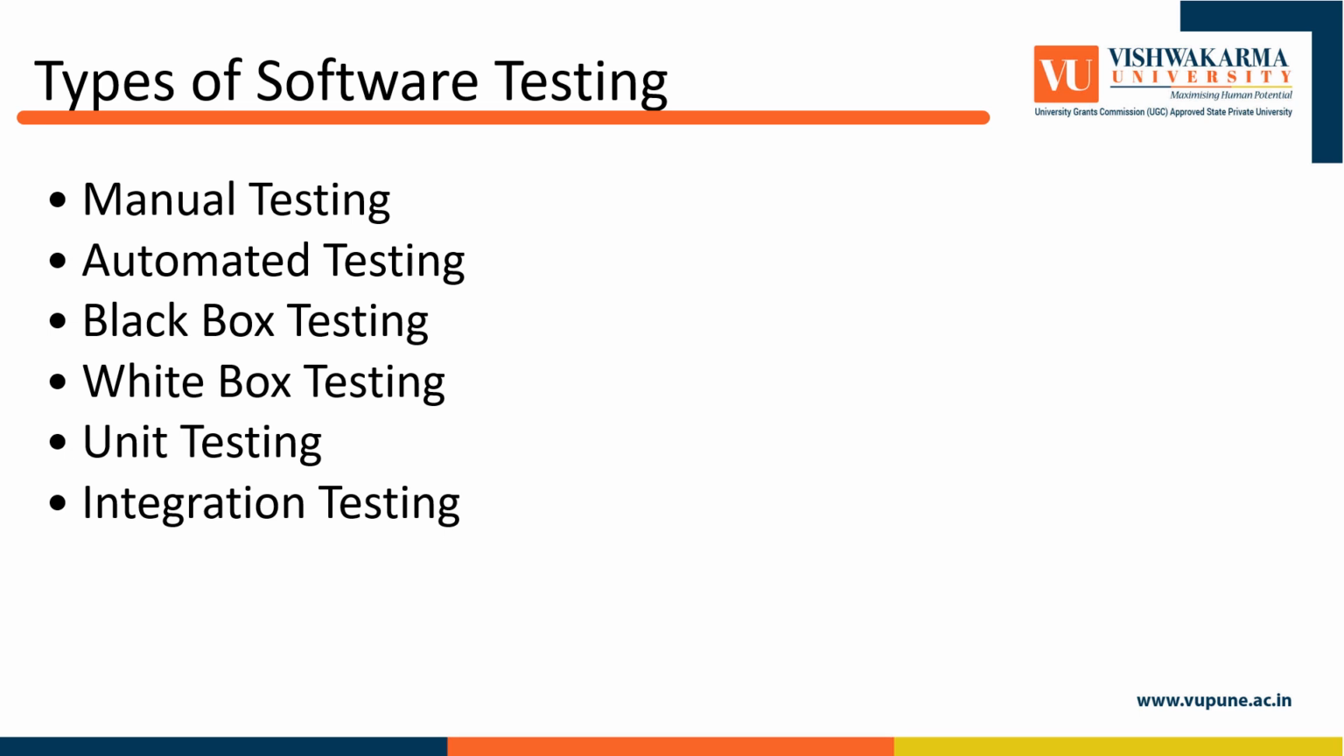Black box testing is where we test inputs and outputs without looking at the code. White box testing is the opposite. Here we check the internal logic of the program. Unit testing is done at the code level, testing small parts like functions. Integration testing checks how different parts of software work together. Each type ensures the product is suitable at different stages.